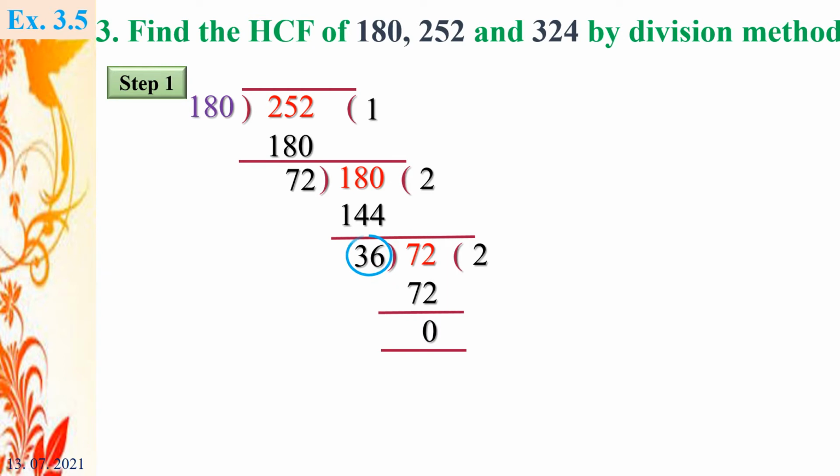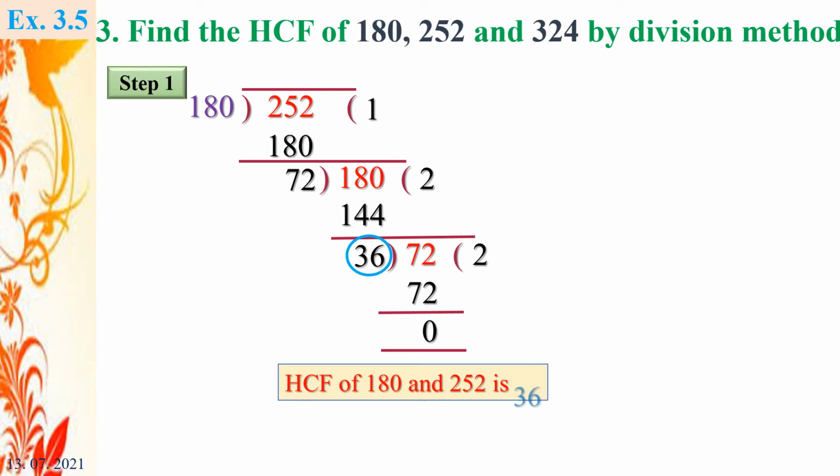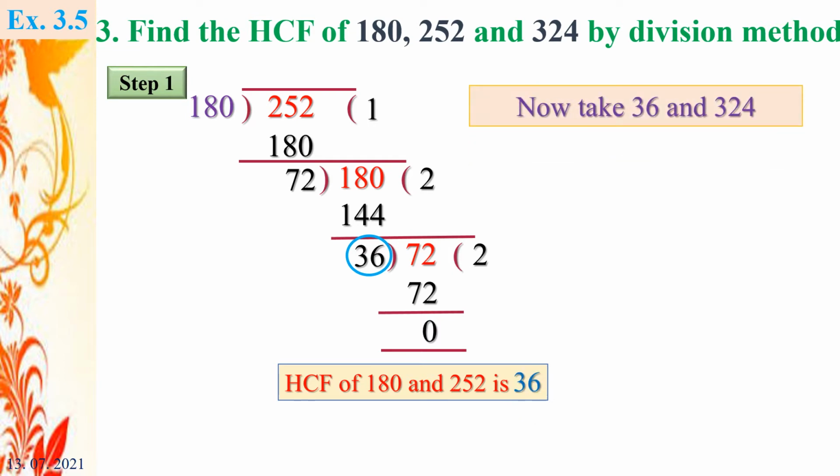That means the HCF of 180 and 252 is 36. Right, HCF of 180 and 252 is 36. Now take 36 and 324. Here 36 is the smallest number and 324 is the greatest number. Divide the greatest number by the smaller number. That is step 2.